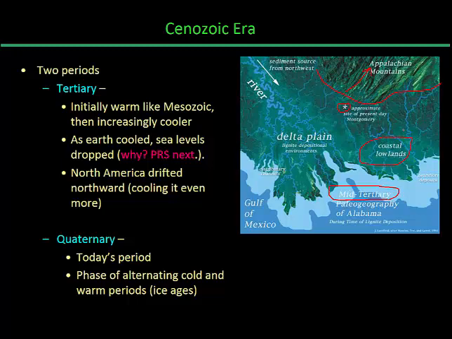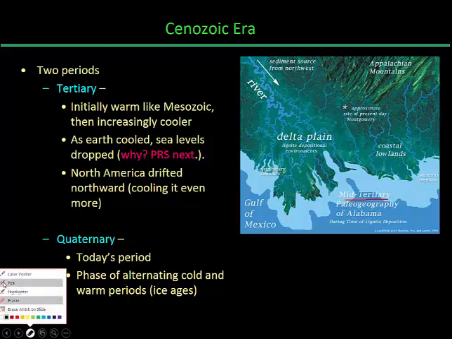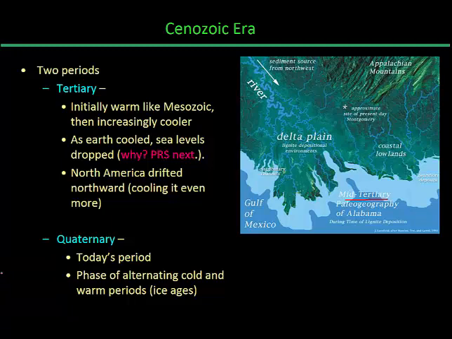Now, during the early Cenozoic, things were initially quite warm, but things gradually got cooler as the Cenozoic matured, as it got closer to modern times. This was happening because Earth's climate was cooling. And as it cooled, sea levels dropped. Why did they drop? We'll visit that in just a minute. Hopefully by now you already know why sea levels would have dropped as Earth cooled.